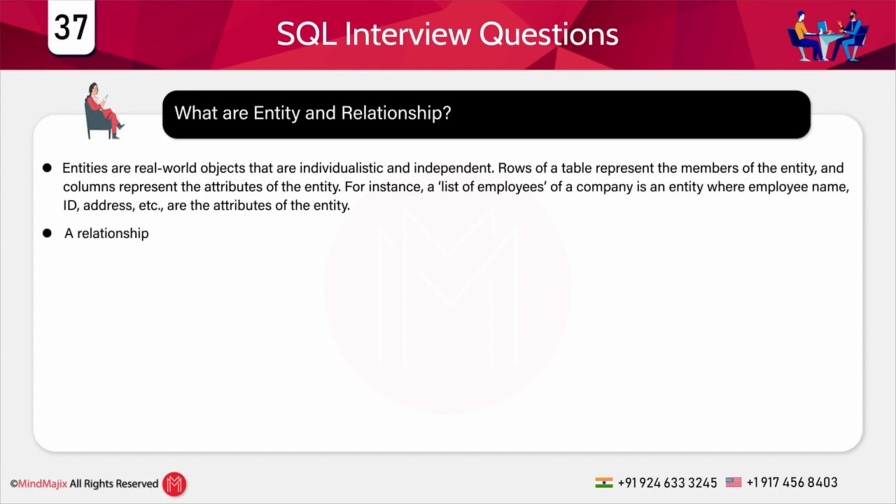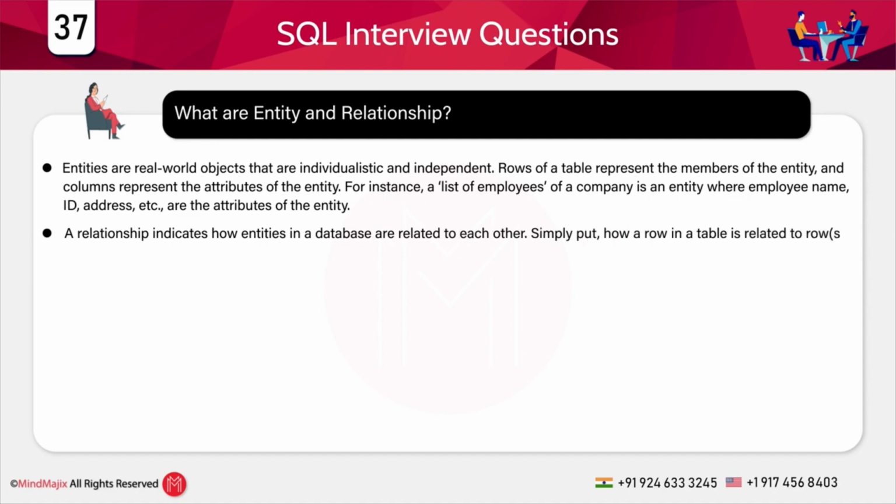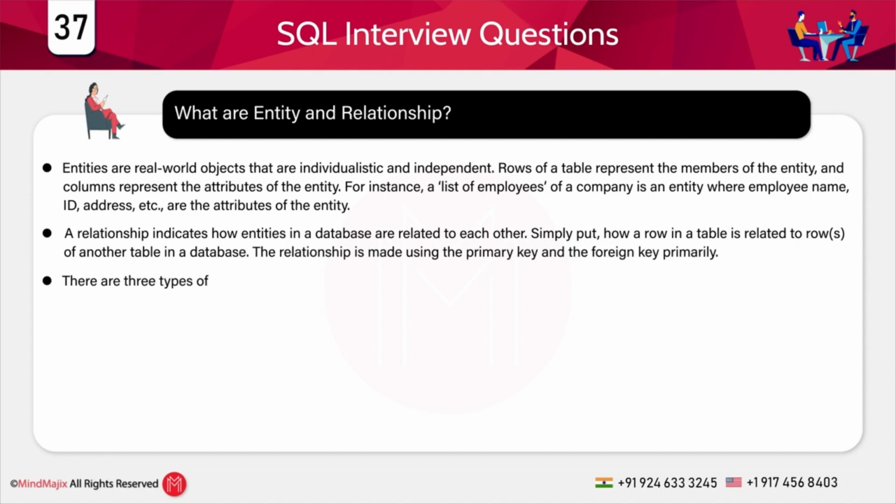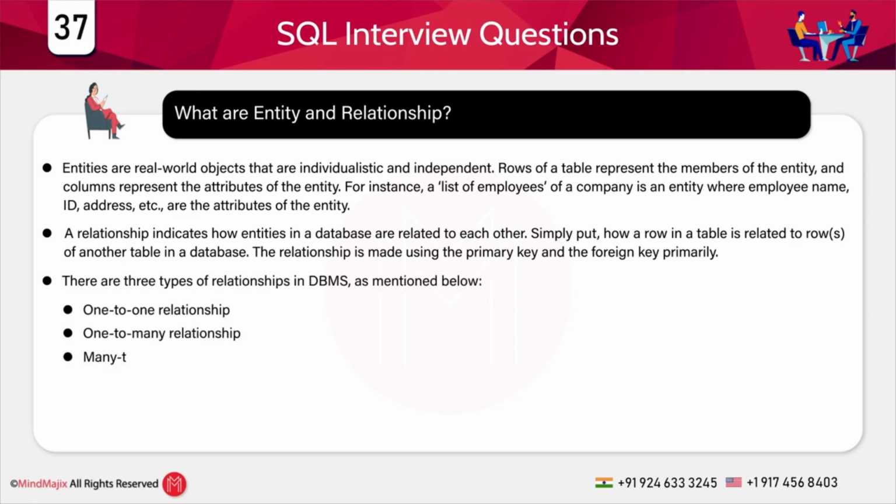So relationship indicates how entities in a database are related to each other. So in simple words, how a row in a table is related to the other rows of another table in a database. So this relationship is made using the primary key and the foreign key. So there are three types of relationships in DBMS, such as one-to-one relationship, one-to-many relationship, and many-to-many relationship.